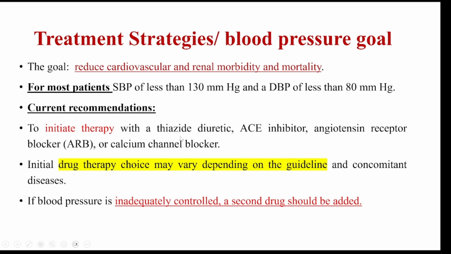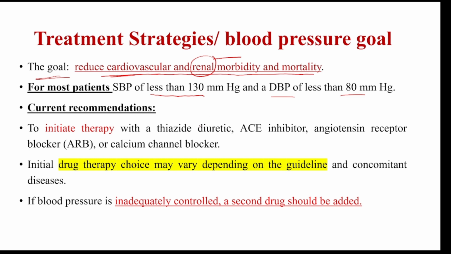Okay, treatment strategy and blood pressure goals. The goal of blood pressure treatment is to reduce cardiovascular and renal morbidity and mortality. We know that if the blood pressure is left untreated, the result will be renal failure or cardiovascular disease. For most patients, our goal for systolic blood pressure is less than 130, diastolic less than 80.